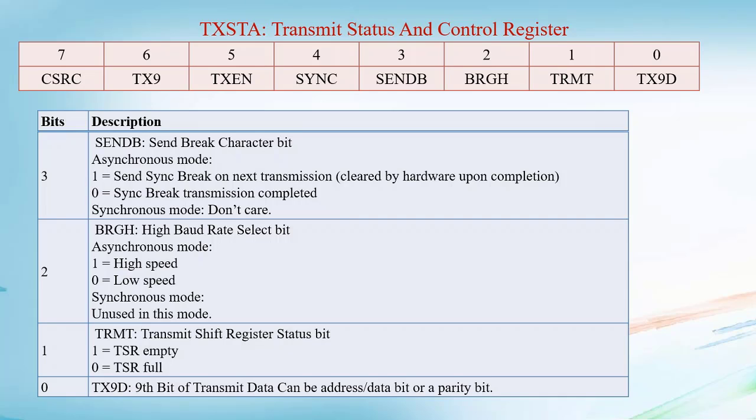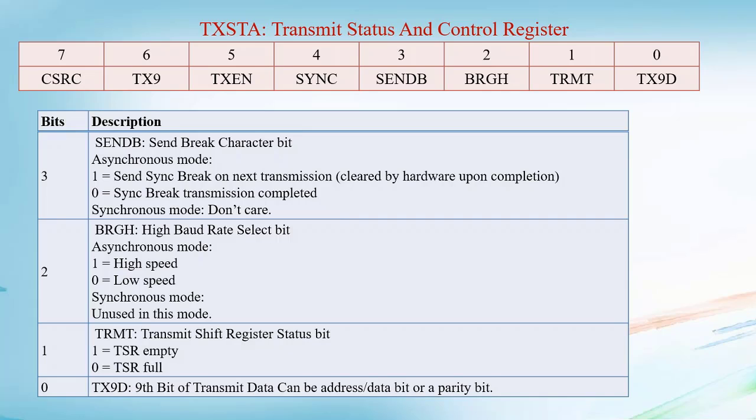Next, 3rd bit SENDB, send break character bit. In asynchronous mode, if this bit is equal to 1, then send a synchronous break on the next transmission. This is cleared by the hardware upon completion. If this bit is equal to 0, the synchronous break transmission is completed. And for the synchronous mode, this bit is don't care.